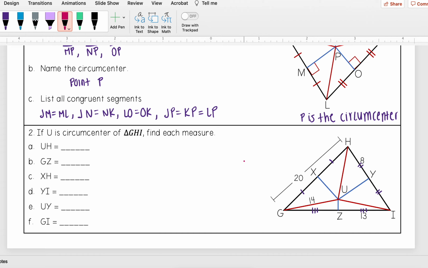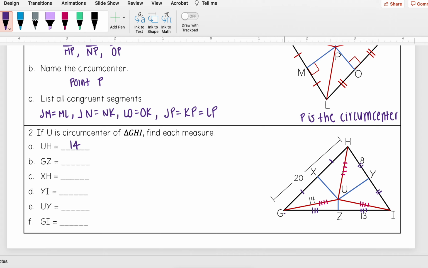Another thing I know is that the circumcenter is equidistant from all the vertices of the triangle. And so that means that GU is congruent to HU, which is congruent to IU. Now let's go ahead and actually find some of these measurements. First I want to find UH. UH is this red segment right here. I know that UH is congruent to the other two red lines, and I know that UG is equal to 14, so that means UH is also equal to 14.